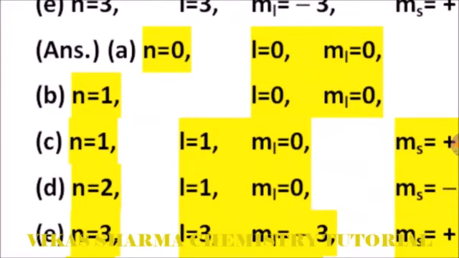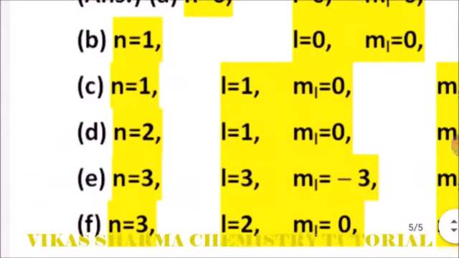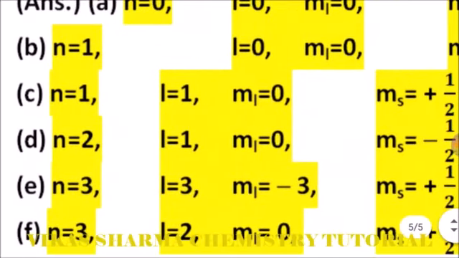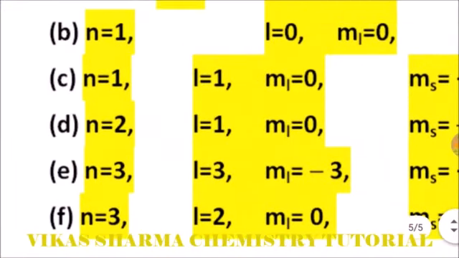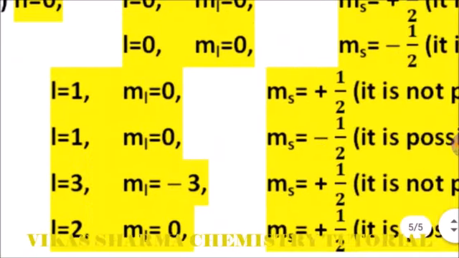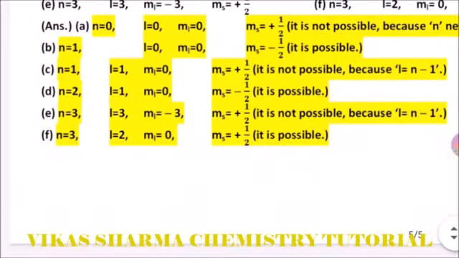Part D, principal quantum number 2, azimuthal quantum number 1, and ml is 0, so ms is equal to minus 1 upon 2. It is possible. Next, n equal to 3 and l equal to 3, where the azimuthal value is equal to the principal quantum number. It is not possible, because l is equal to n minus 1. Next, principal quantum number 3, azimuthal quantum number 2, and ml is 0. It is possible. This type of question is asked on this topic.